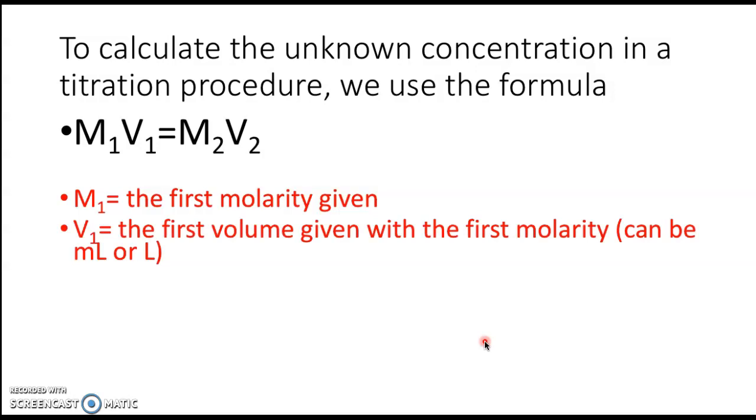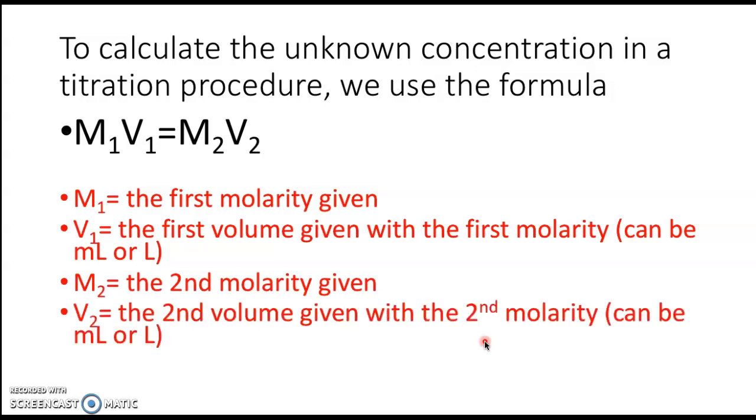This can be in milliliters or liters, up to the problem. M2 is the second molarity given. And then V2 is the second volume given with the second molarity. Once again, could be milliliters or liters. Hint: this formula can be found on Table T of the reference table, so do not worry.